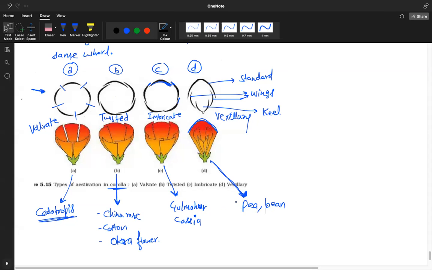Have you seen a pea flower? It's either white or violet. It's beautiful. There you can actually observe. I have observed a pea flower myself, and you can observe this vexillary arrangement. And this vexillary arrangement is also known as, there's one more term for it, called papillonaceous. It's just another name for vexillary. Even if you don't remember this, not a problem. Just remember vexillary.